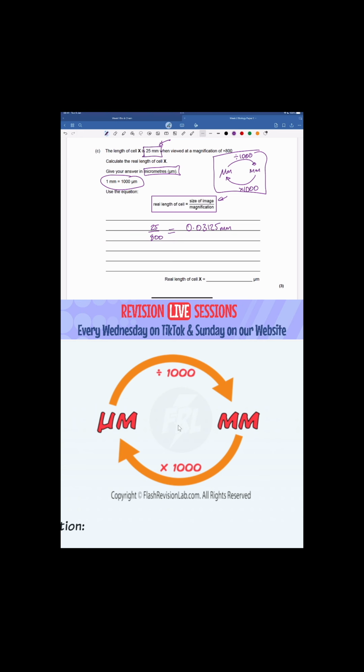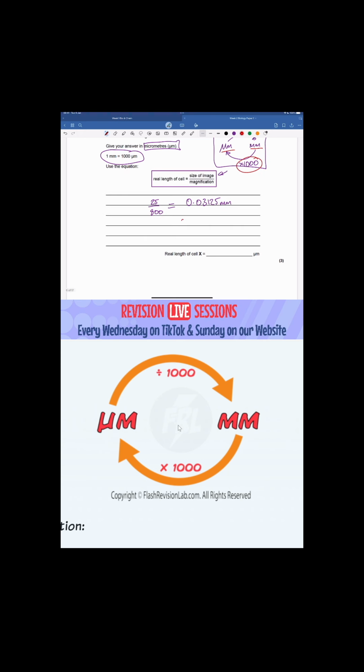This, remember, is in millimeters. We want to convert to micrometers. So to go from millimeters to micrometers, we want to times by 1,000. No, this is AQA. It came up a few years ago, I think. So 0.03125 times by 1,000. And yep, I can see most of you are getting it right. It's going to be 31.25 micrometers. Well done. Okay, let's look at the next question now.